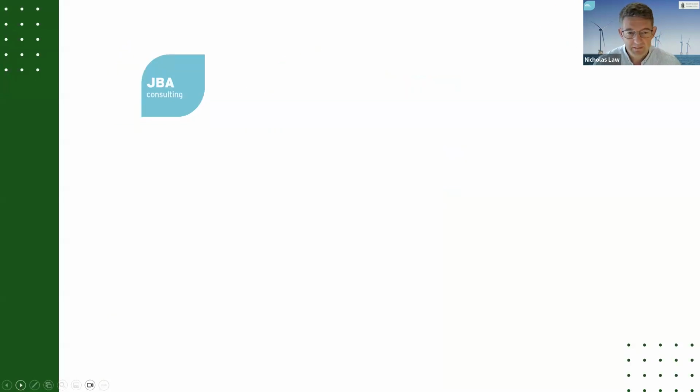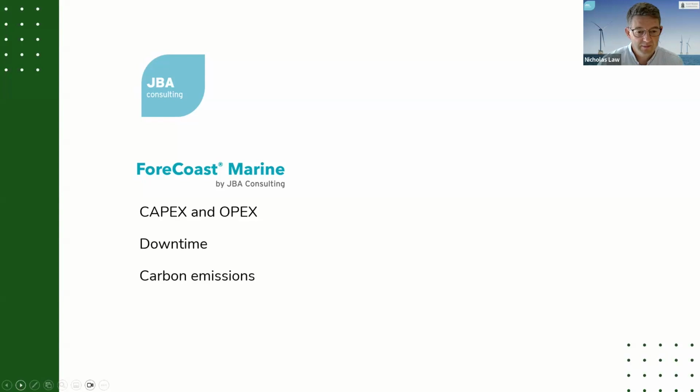Before we go on to the main bit, I'll just briefly introduce our two companies. I'm with JBA Consulting. We're a UK expert in weather and climate risk management. And in offshore wind, amongst other things, we use our software Forecast Marine for simulating and optimizing projects, whereby we can model CapEx and OpEx, downtime, and carbon emissions, amongst other things.